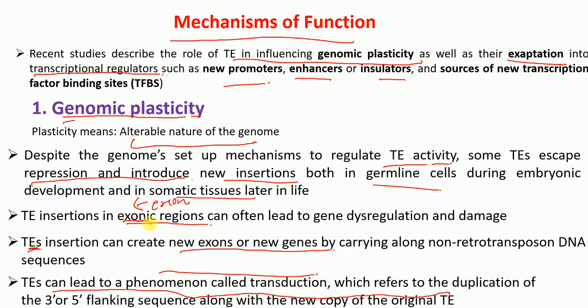So these are the different mechanisms by which transposable elements can cause genomic plasticity, and this genomic plasticity refers to the alterable nature of the genome, or the changeable nature of the genome.